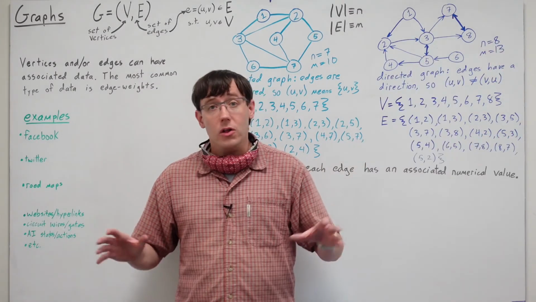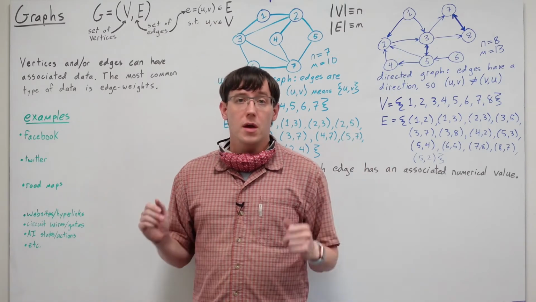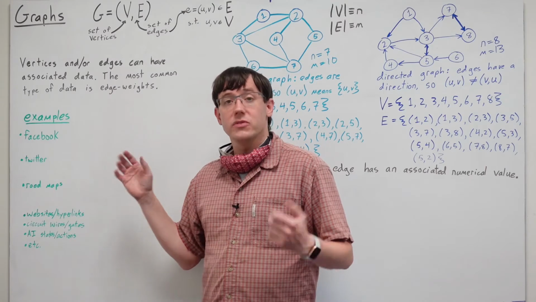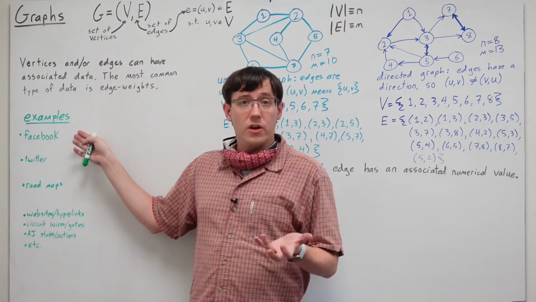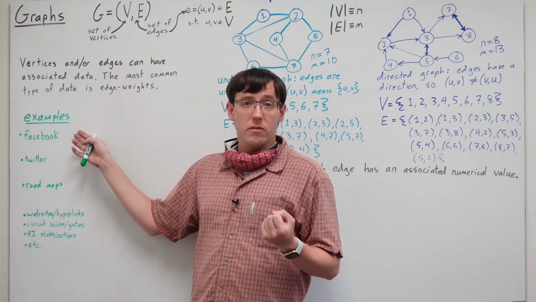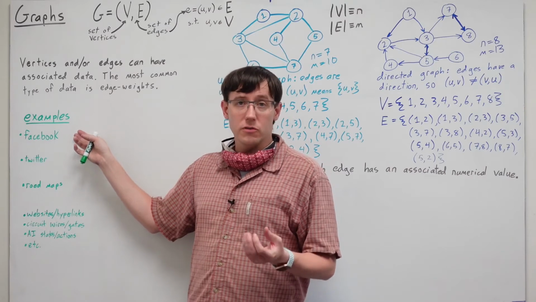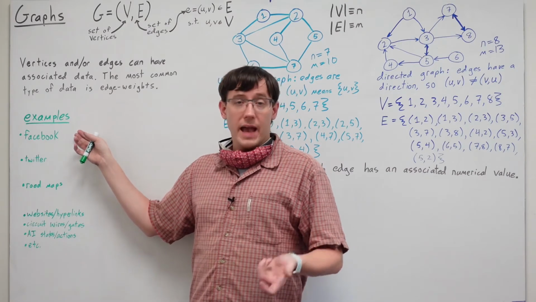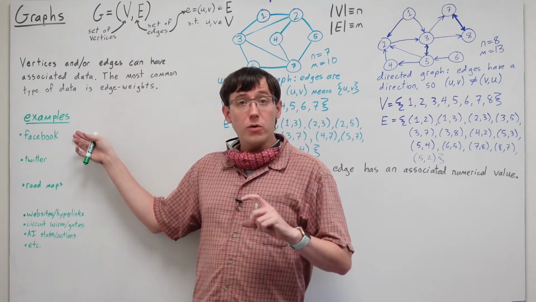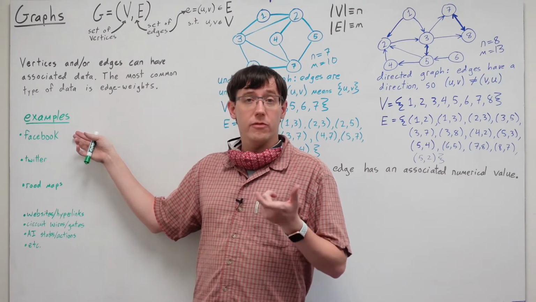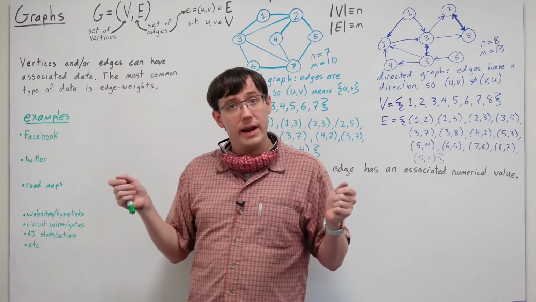Graphs come up in all kinds of applications in computer science and in many other fields, but here are some of the examples that I find it most helpful to think about. The core representation underlying Facebook can be thought of as an undirected graph, where the vertices are the users and the edges are friend relations.